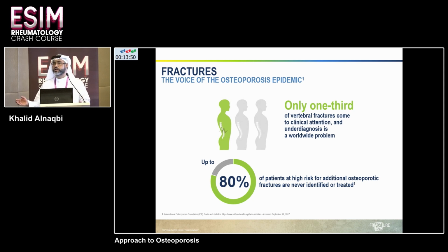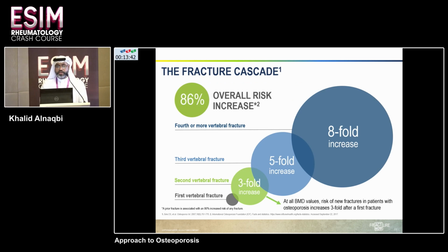It's like the silent killer, hypertension, unless you have a stroke or something else, or a hypertensive crisis with headache and kidney injury. So fracture begets fracture, and that's a sad fact. For example, if a patient has a first vertebral fracture, at all BMD values, the risk of new fractures in patients with osteoporosis increases 3 times after the first fracture, the second fracture then increases it 5 times, and the third fracture 8 times.